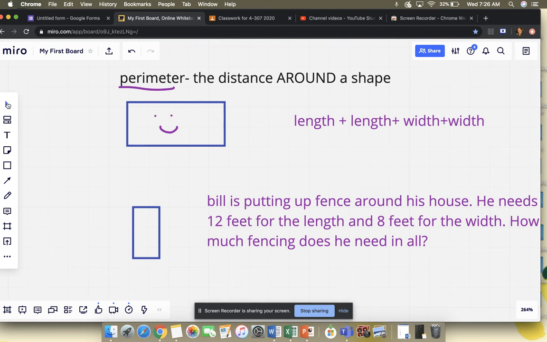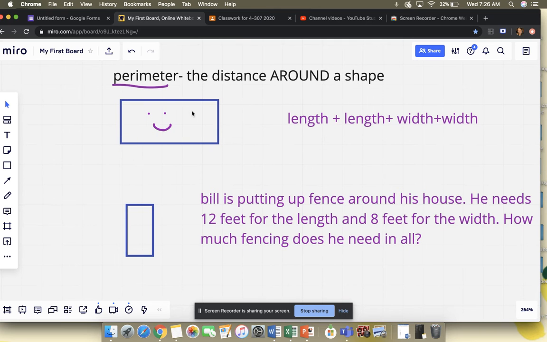Let's go back in. There we go. So, with perimeter, in order to find the distance around the shape, you would have to add this plus this plus this plus this. That's the width, the length, the width, the length. So length plus length plus width plus width is the perimeter. So now let's say these are your numbers. Notice that this number and this number are the same, and this number and this number are the same. That's because this length and this length, because it's a rectangle, are the same. That's how it's going to be with a rectangle.